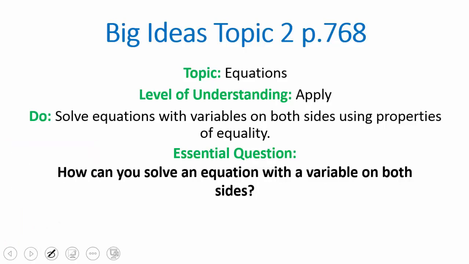So let's get started with topic 2. Topic 2, which is another extension of Unit 3, because we're still dealing with equations on page 768. We are going to solve equations this time that have variables on both sides. And we're still going to use properties of equality. We're still going to do all those things. We're combining everything we've been talking about. We're just looking at equations that are written a little bit differently this time. Our essential question: how can you solve an equation with a variable on both sides?